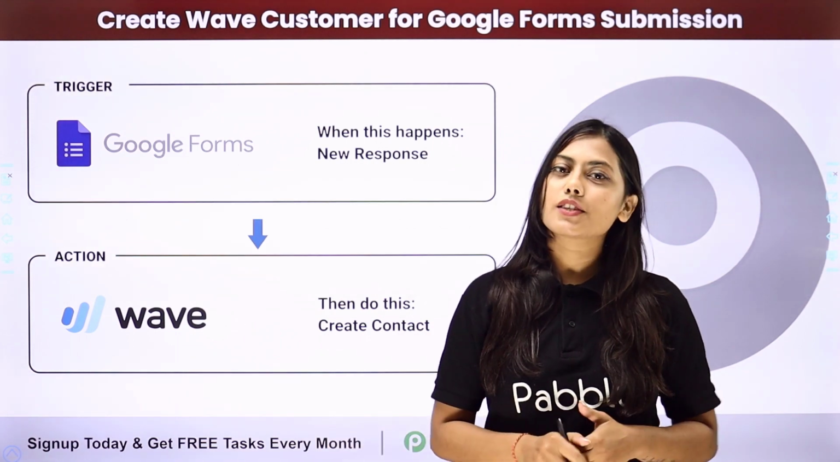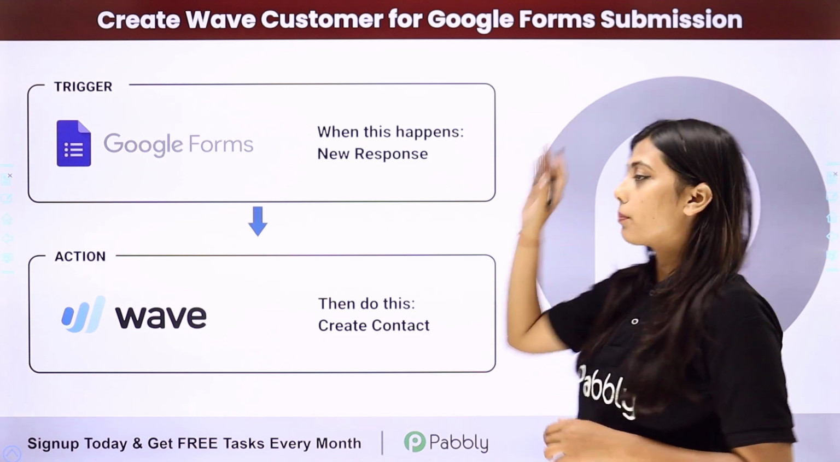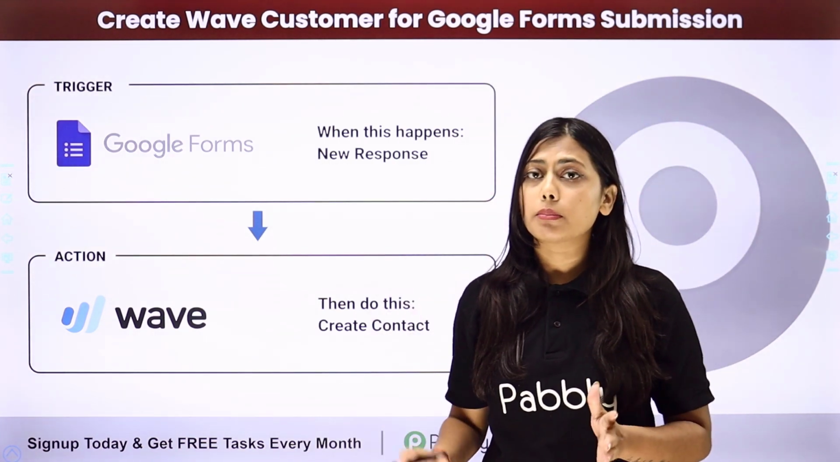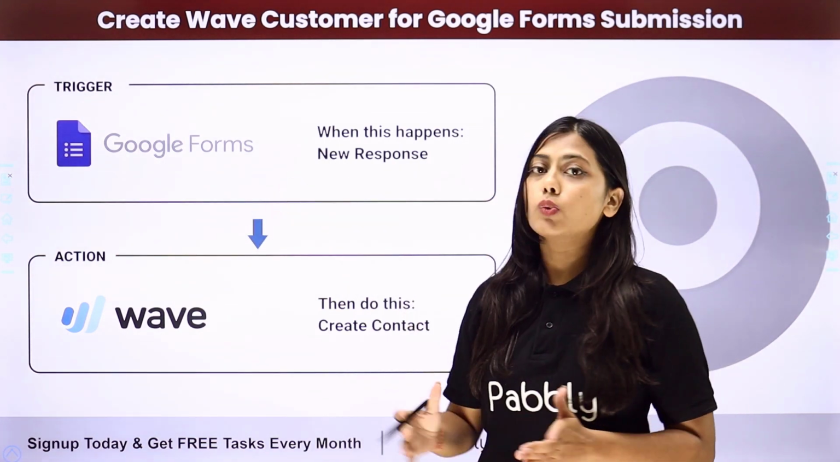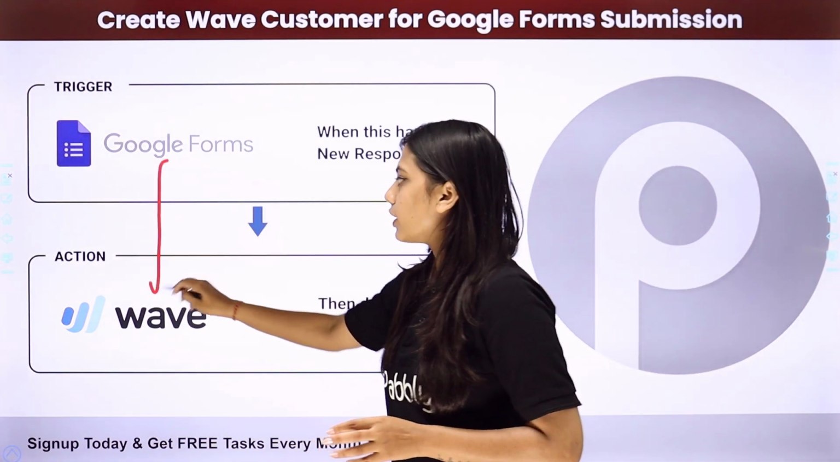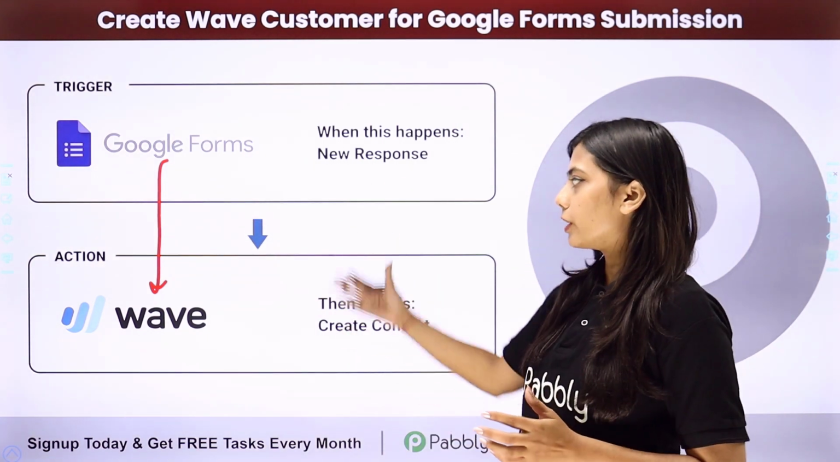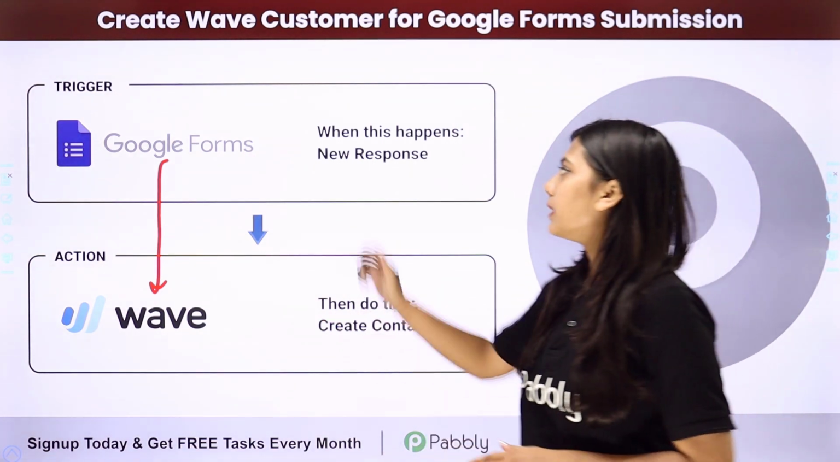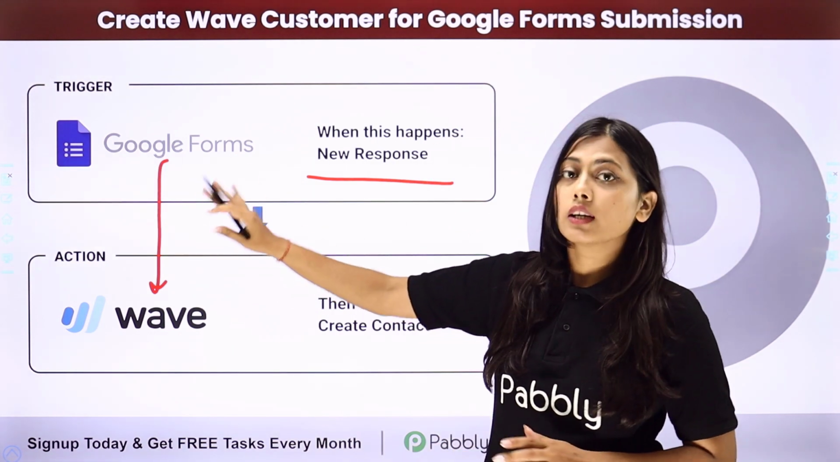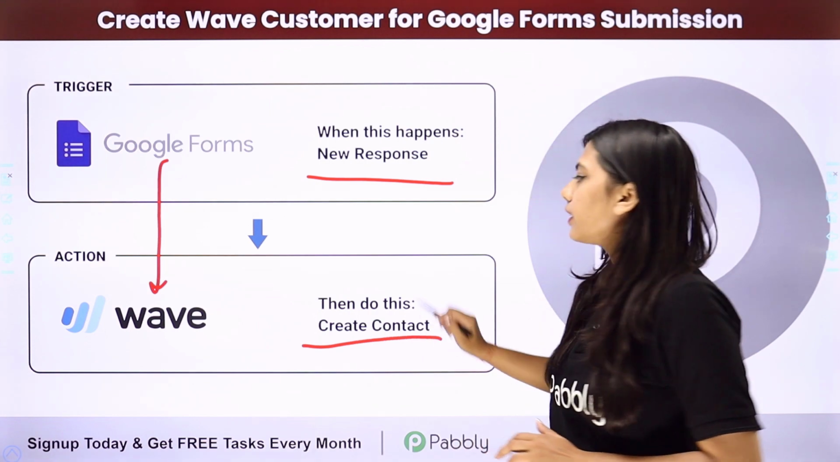Hello everyone, in this video we are going to learn how to create Wave customers for Google Form submissions. So whenever you receive a form submission, specifically Google Forms, you want to create Wave customers. For that we are going to connect these two applications with the help of Pabbly Connect, and create an automation for this complete process, where our trigger will be the new response received from the forms that will be stored into Google Sheets, and then our action will be to create a contact in Wave.